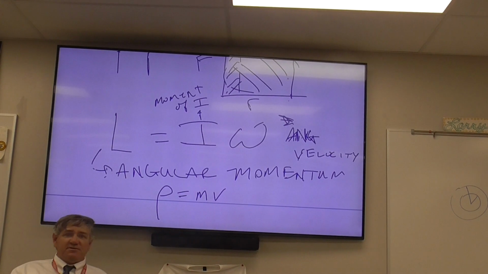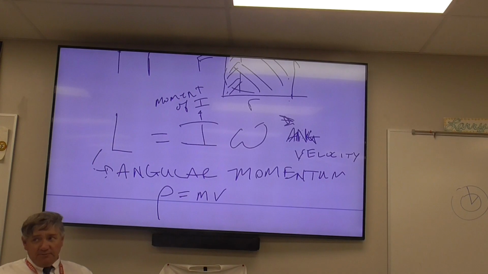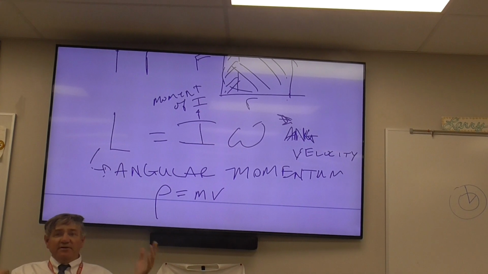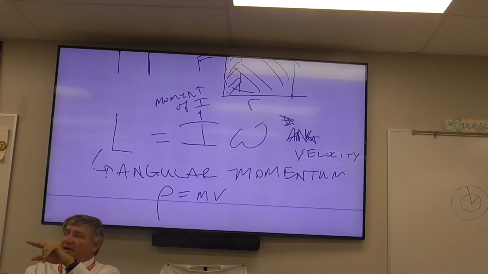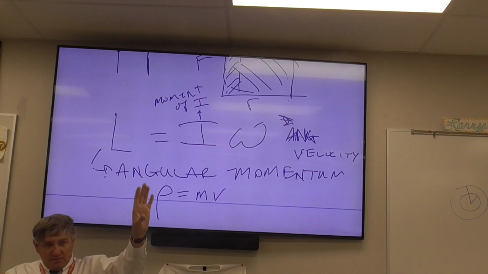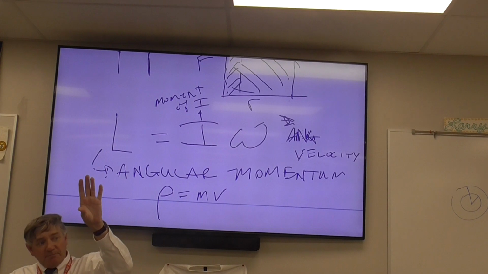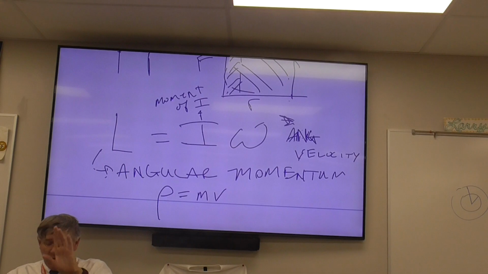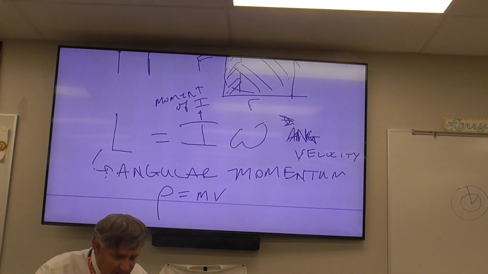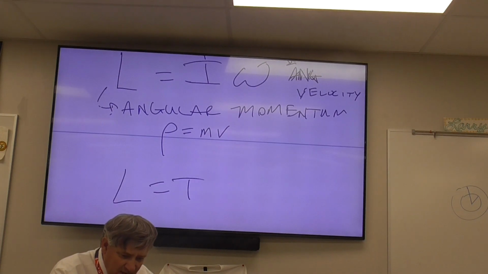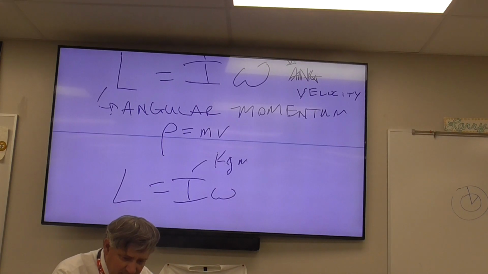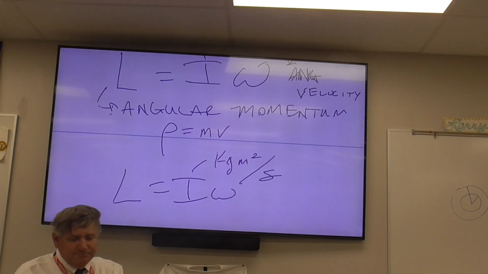V, well, that's how fast you're going. Omega, that's how fast you're spinning. So even though they look completely different, fundamentally, you're multiplying together the same two physical quantities: a resistance to a change multiplied by how fast it's spinning. Now, the units get a little bit jacked up with L. They're not near as cool as the momentum. So you have L equals I omega. So you have I, which is kilograms meters squared, and then you have omega, which is radians per second.